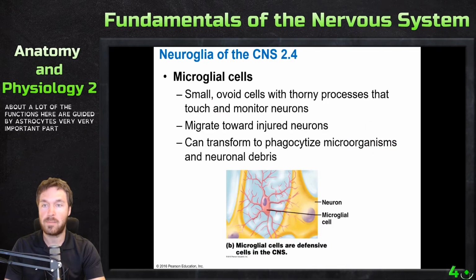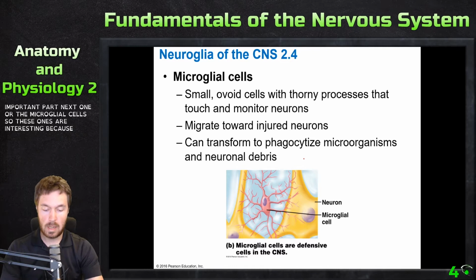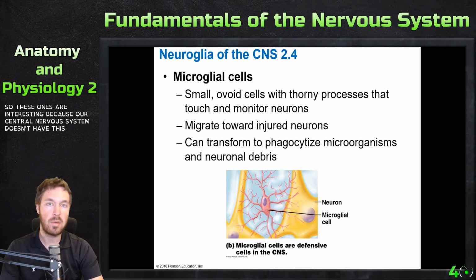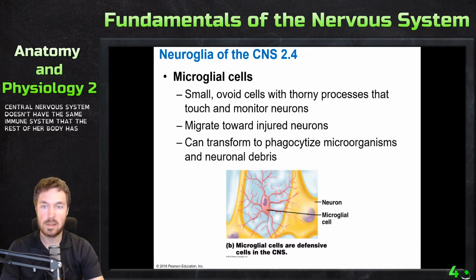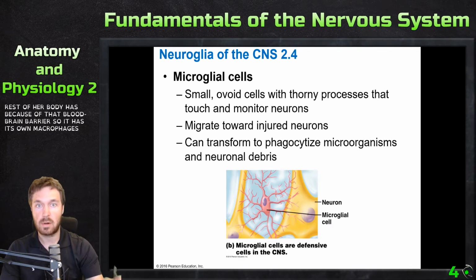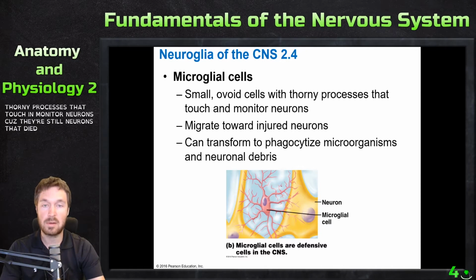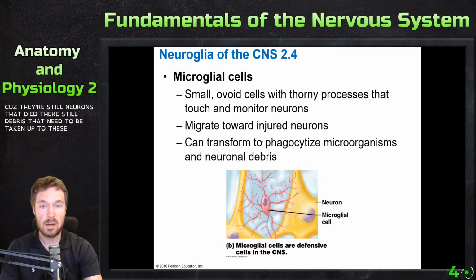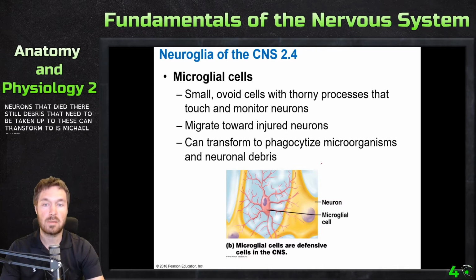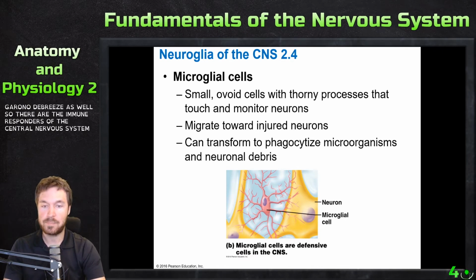Very, very important part. Next one are the microglial cells. So these ones are interesting because our central nervous system doesn't have the same immune system that the rest of our body has because of that blood-brain barrier. So it has its own macrophages, which are particles that eat things. So these are small ovoid cells with thorny processes that touch and monitor neurons, because there are still neurons that die, there are still debris that need to be taken up. So these can transform and phagocytize microorganisms and neuronal debris as well. So they're the immune responders of the central nervous system.